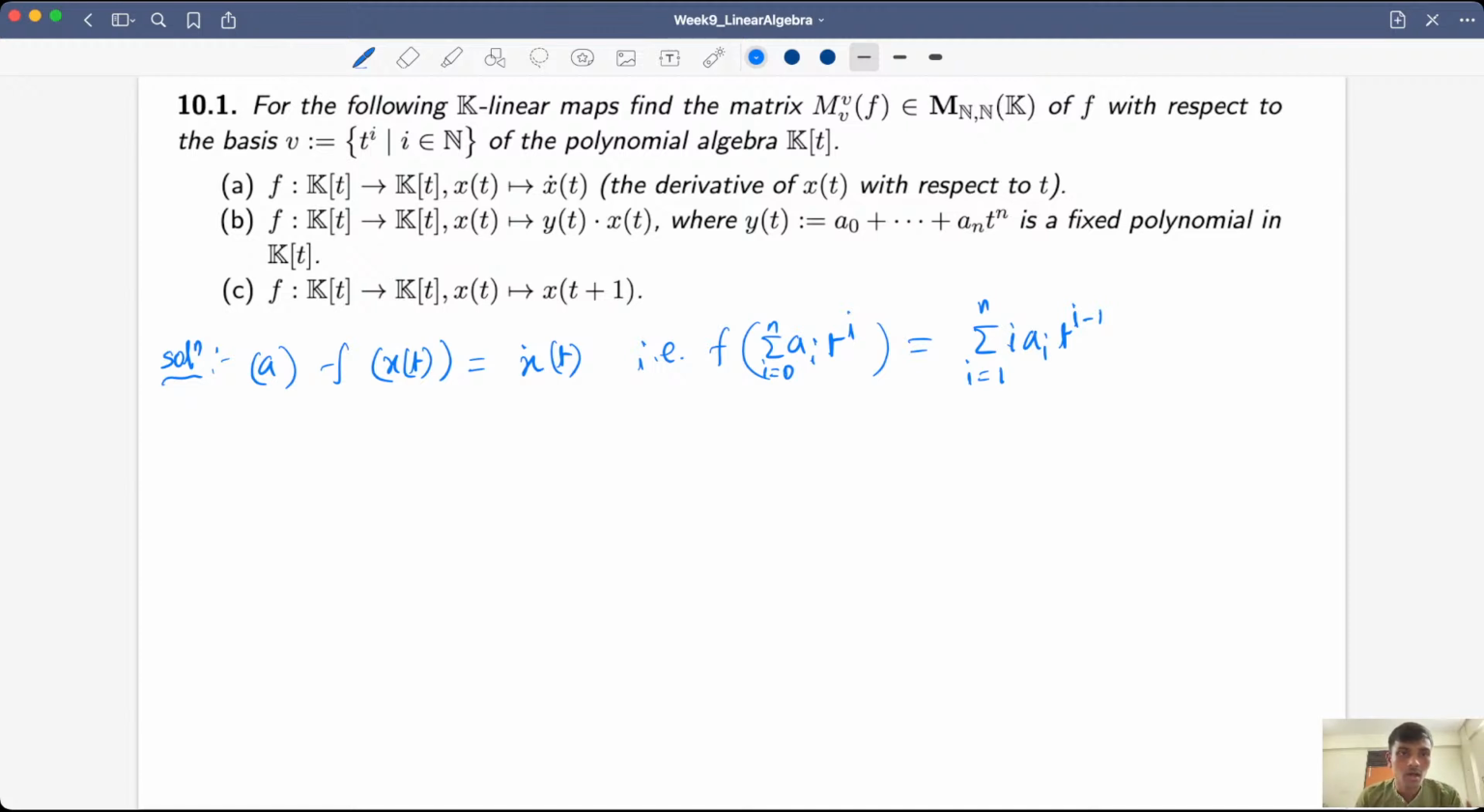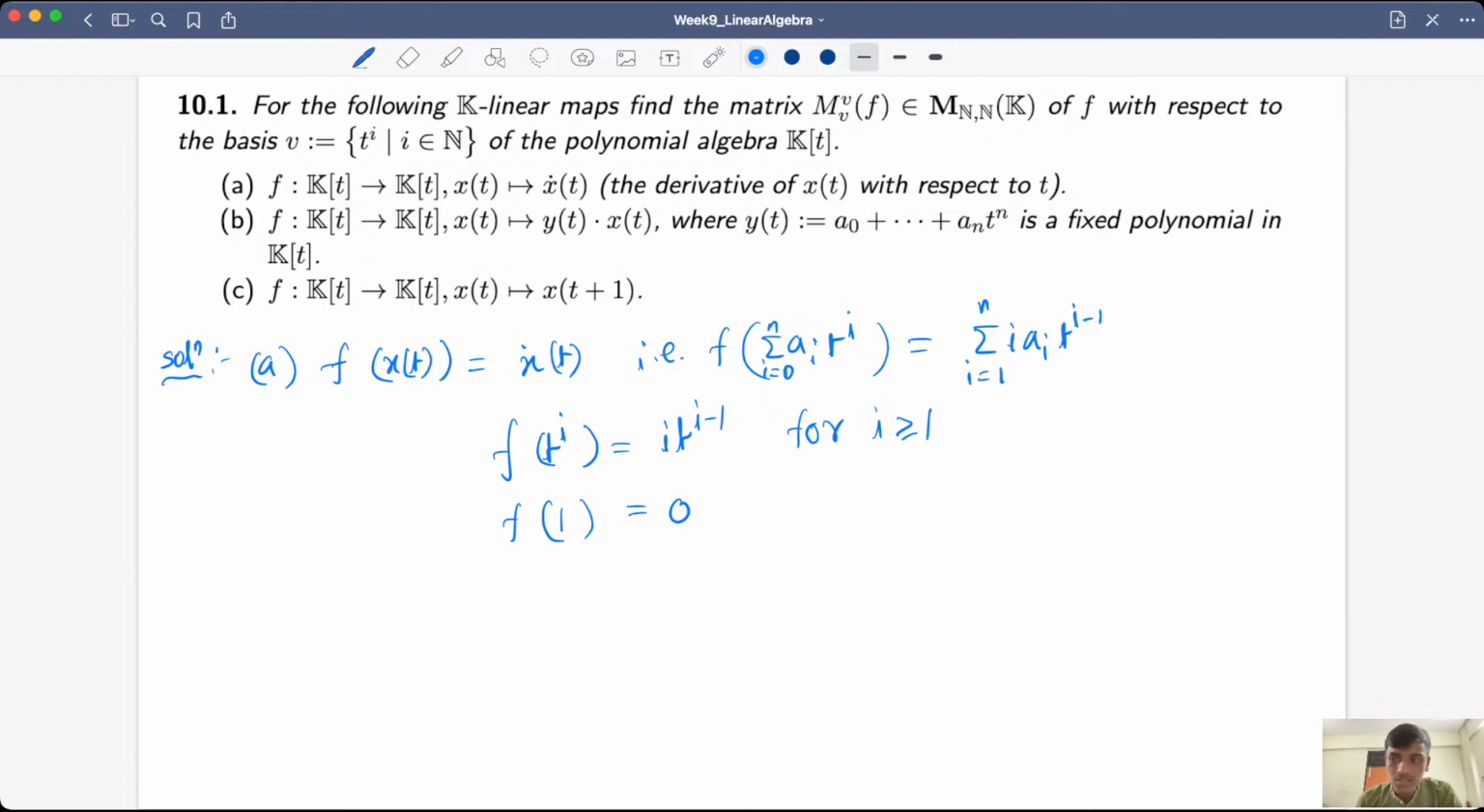So in general, as I want the matrix, I have to calculate this f map on the basis vectors only. Here the basis vectors are t power i, so it is enough to just concentrate on that. So f of t power i is the derivative of t power i with respect to t, so that goes to i t power i minus 1, for i greater than or equal to 1, and f of 1, which is t power 0, goes to 0, right?